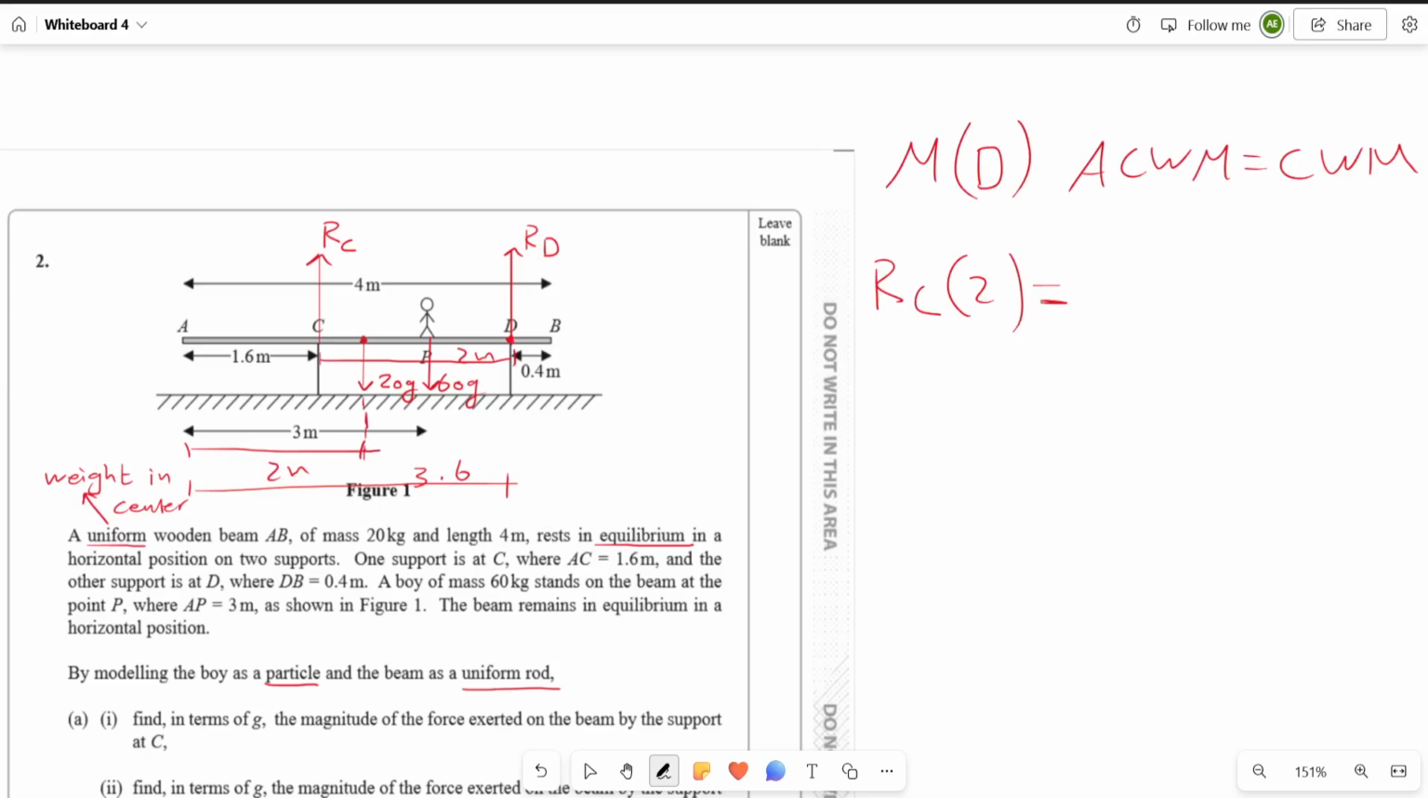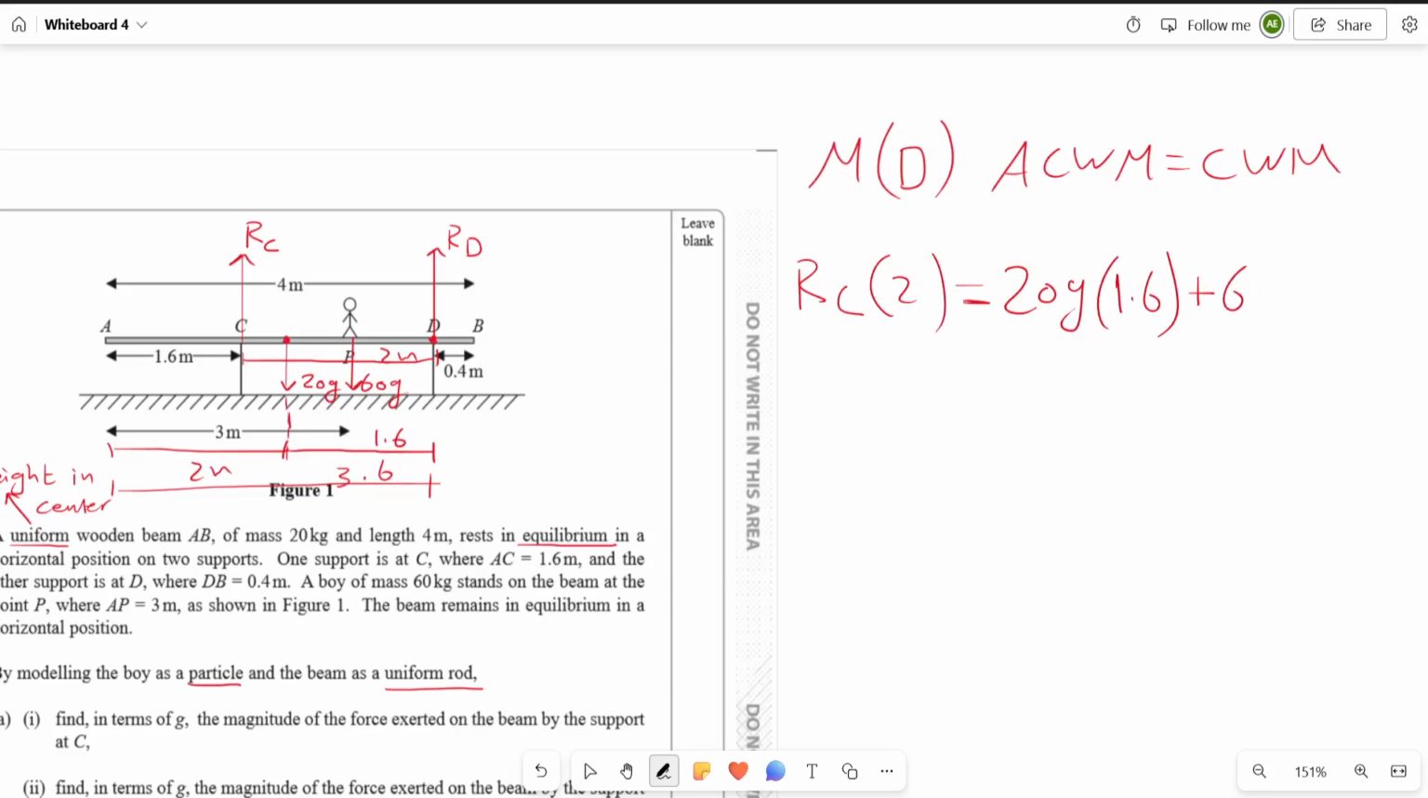So this distance from the 20g up to here is going to be 1.6 meters. So the force, which is 20g, multiply the distance, which is 1.6. Now I'm done with the 20g. Let me move on to the 60g. So I'm going to add it since it's also an anti-clockwise moment. So I'm going to add it to the anti-clockwise moments part of the equation.